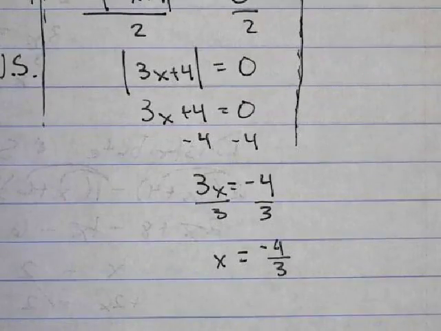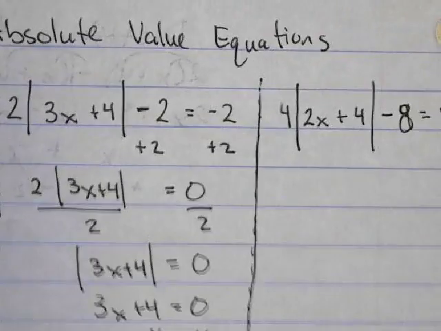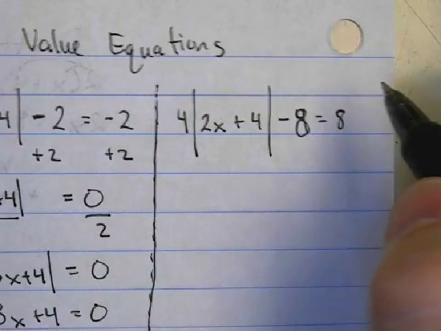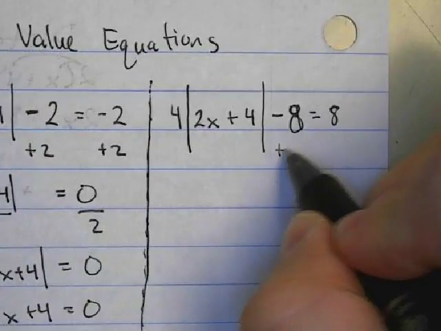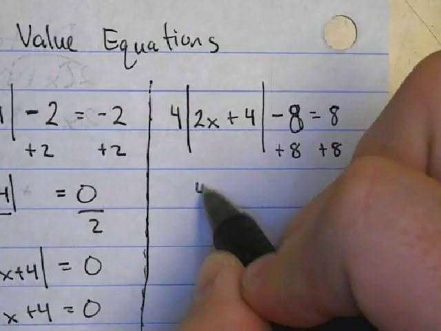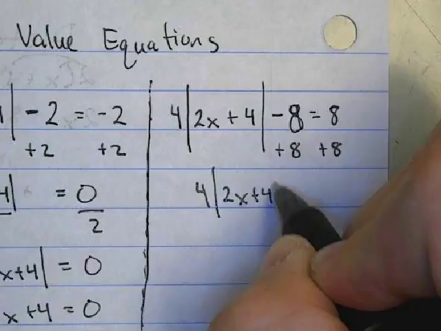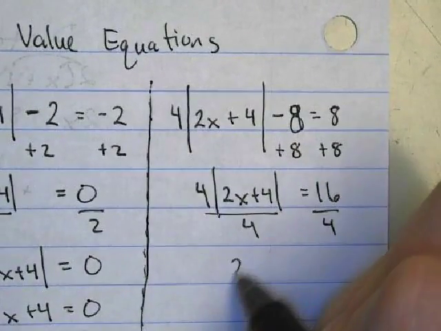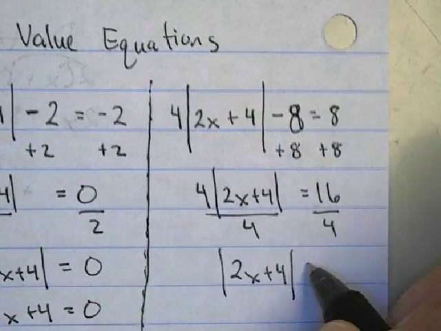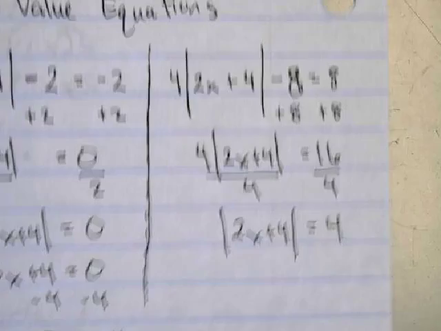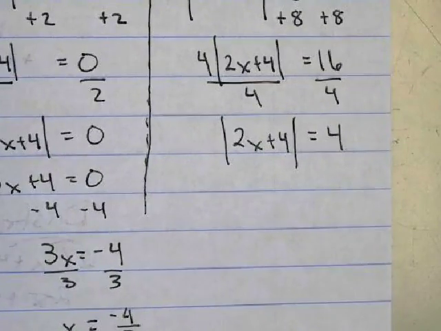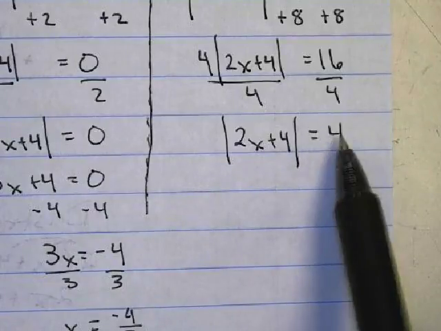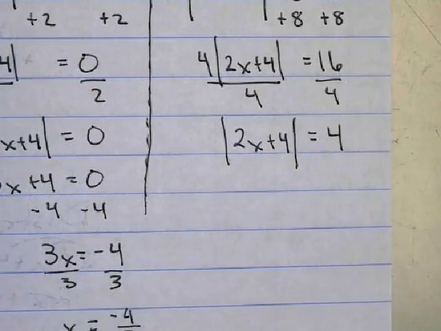Now we have our third case. Once I isolate my absolute value, I add 8 to both sides. Now I have 4 times the absolute value of 2x plus 4 is equal to 16. Divide by 4, and we have the absolute value of 2x plus 4 is equal to 4. When it equals a positive number, this is where I have two possible solutions. Whatever is on the inside of the absolute value can equal the positive 4, or it could equal the negative 4 to make this a true statement.